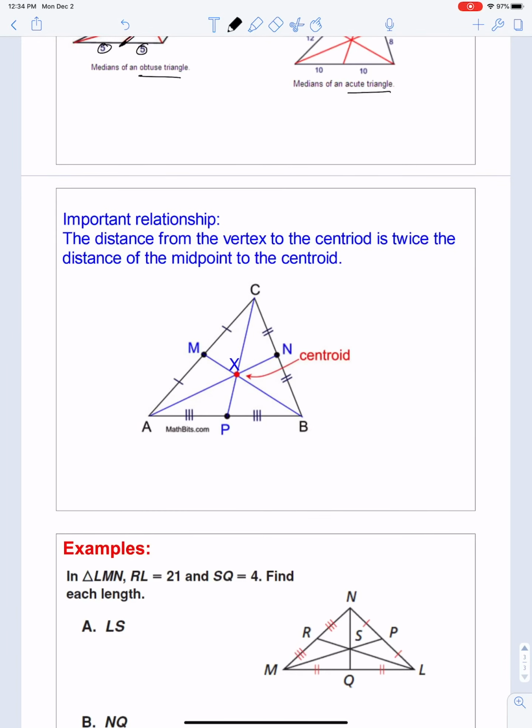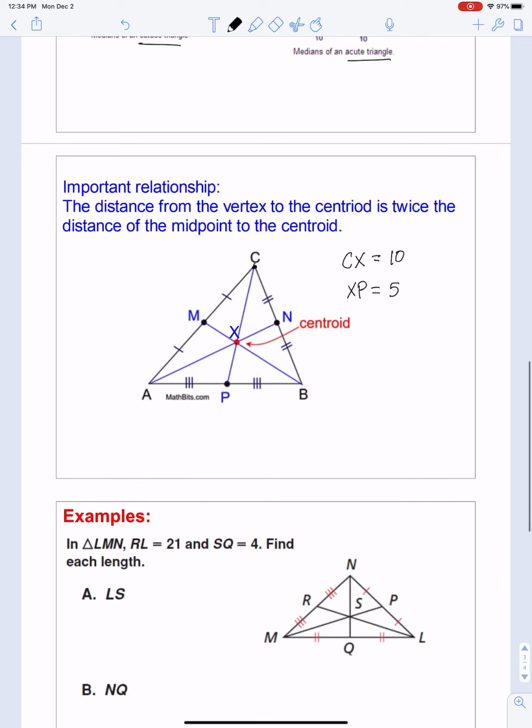The distance from the vertex, so if you're going from C, the vertex, to the centroid X is twice the distance from the centroid X to the midpoint P. So if CX was 4, then XP would be half that, which would be 2. Or you could say that CX was 10, XP would have to be half, which is 5. So we're going to use that in our example down here at the bottom.